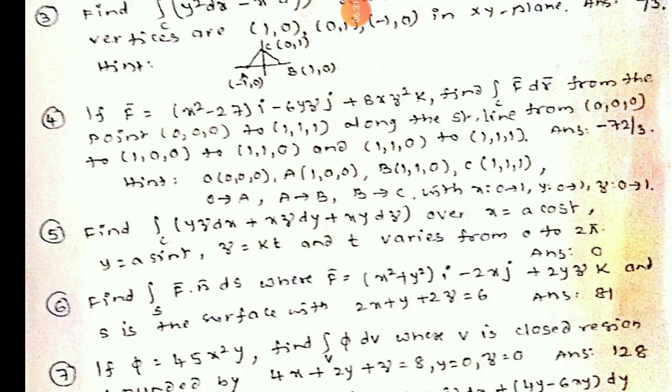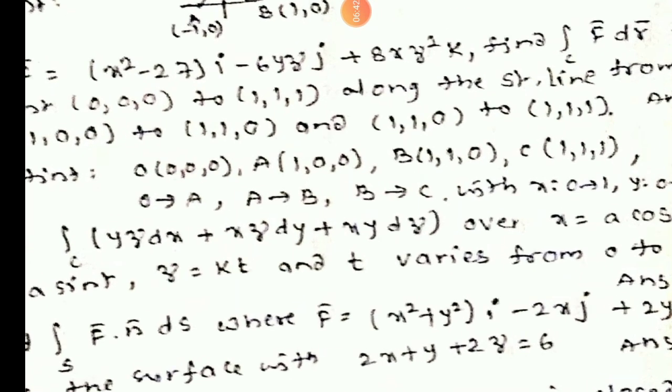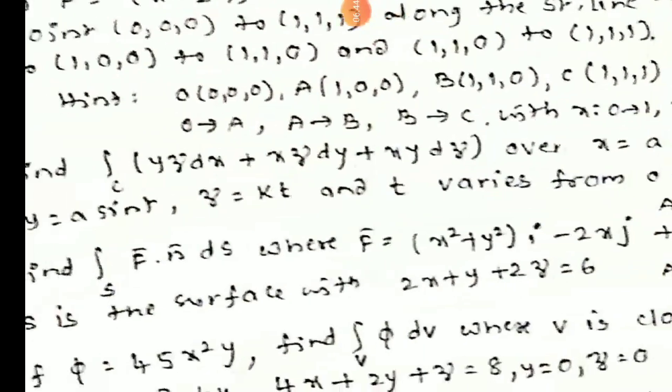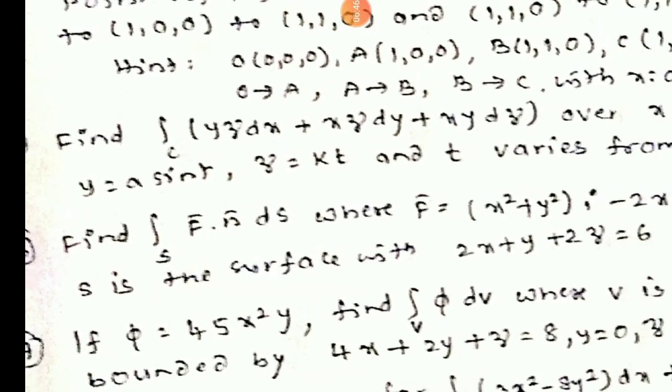Substitute those values in your f bar dot dr bar. Everything is converting into the t variable. The t limits they have given, 0 to 2 pi. Do the simplification. The answer is 0. Okay, now coming to the next one.